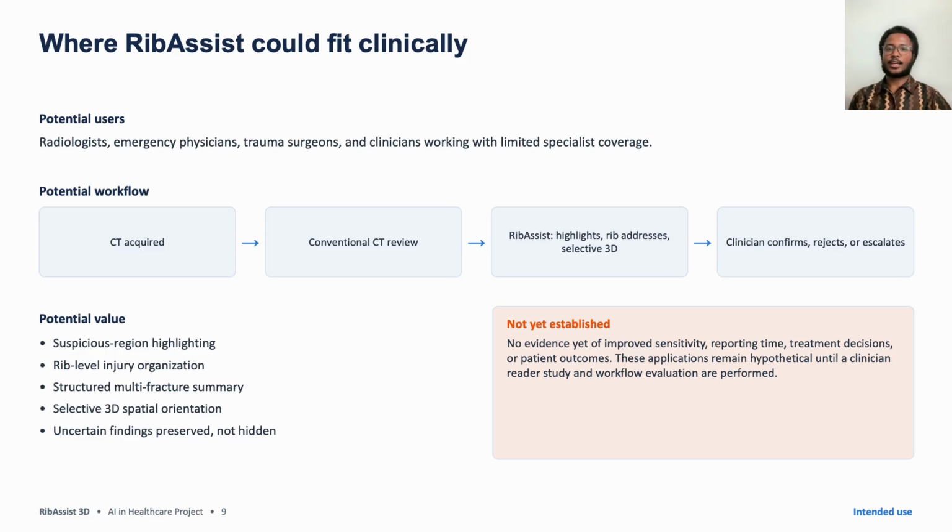RibAssist 3D is designed to support clinicians, not replace them. After a normal CT review, RibAssist highlights the suspicious fracture regions, predicts the rib number, and adds 3D location when the confidence is high. It also organizes multiple fractures into a structured summary and preserves uncertain findings instead of hiding them. The clinician then reviews the evidence and decides whether to confirm, reject, or investigate the findings further. This project shows how fracture detection, anatomical addressing, and selective 3D localization can be combined into a human-in-the-loop review workflow.